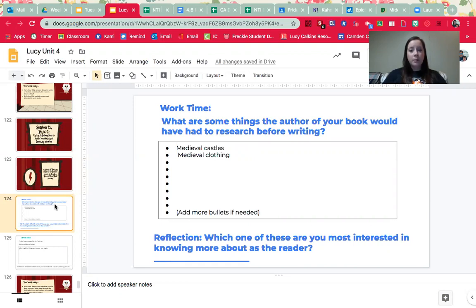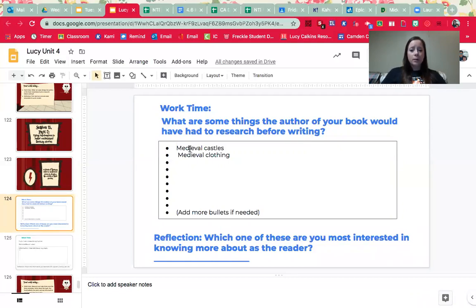So remember that I modeled with the Paper Bag Princess, and I showed you guys that I thought that probably the author would have to learn something about medieval castles in order to properly portray that for us. They had to make sure that certain things in their story were real, and they used nonfiction to learn more about it. Even though this was a fantasy made up story, there are some things that we have to be experts at in order for it to seem real.